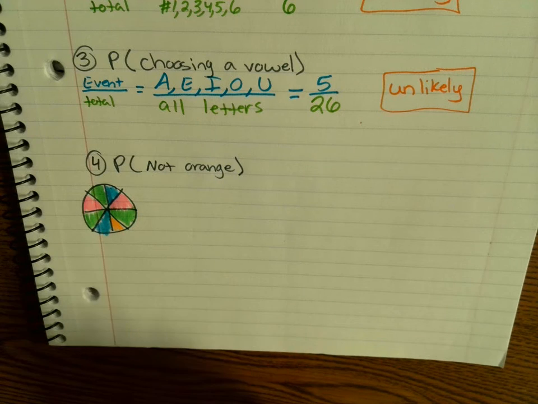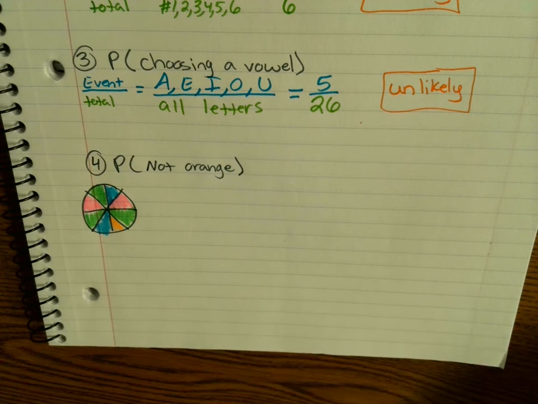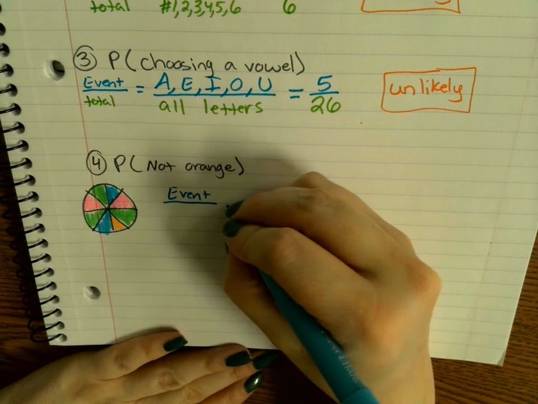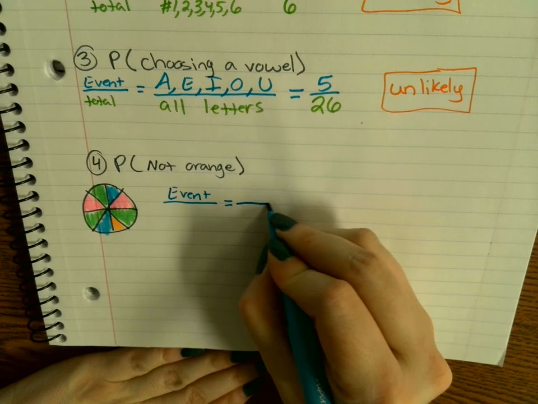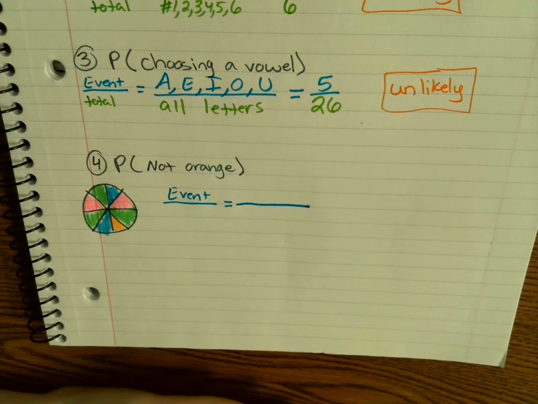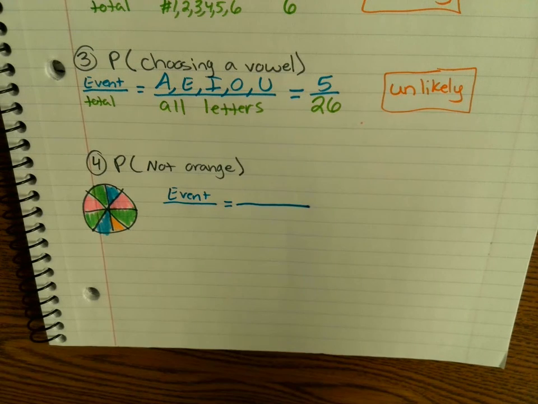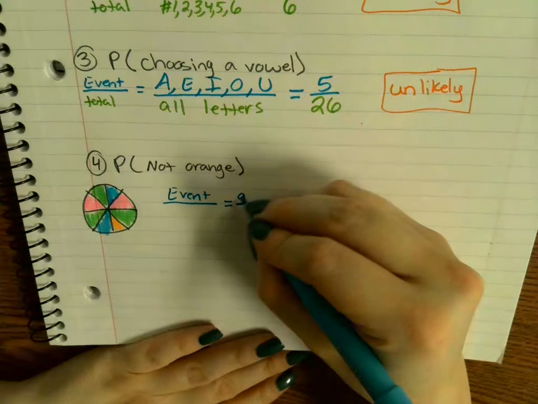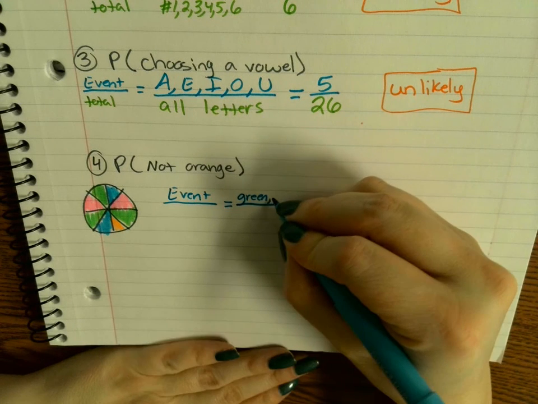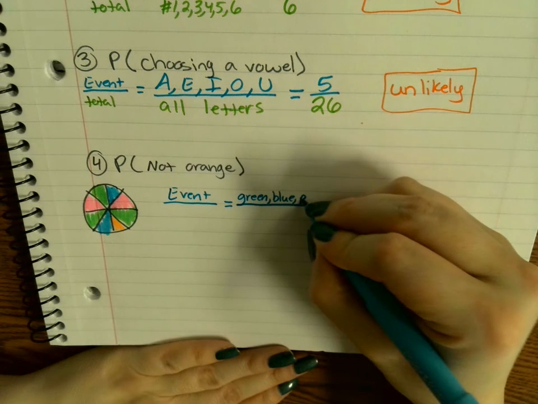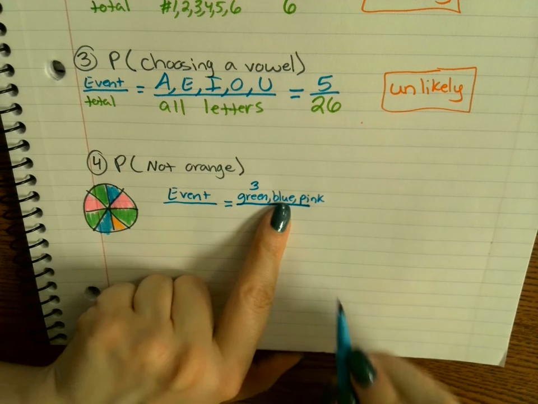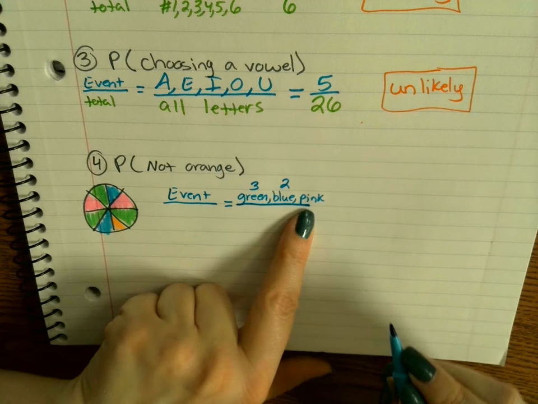Okay, so again, the specific event that I'm looking for, if I do not want it to be orange, then what will be okay? If I don't want orange, what will be okay then? Green. Okay, green would be okay. Sure. What else? Blue. What else? Pink. Okay. How many greens are there? 3. How many blues are there? 2. How many pinks are there? What do you think I should do with those numbers?